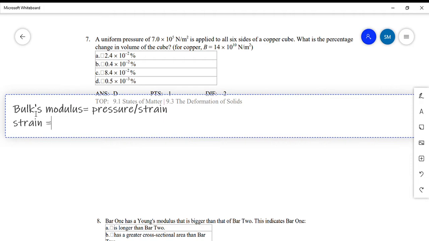Strain is equal to stress over Young's modulus, or pressure. Here we talk about bulk, so I'm so sorry, it's bulk modulus. To be more accurate, it's pressure, not stress.